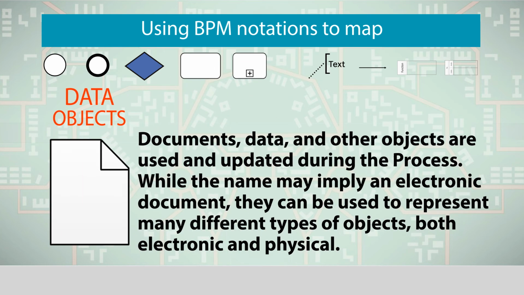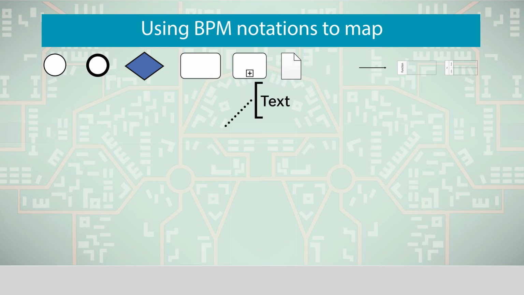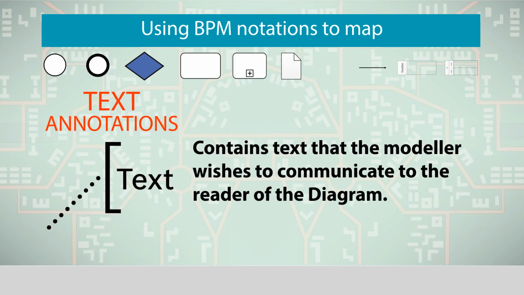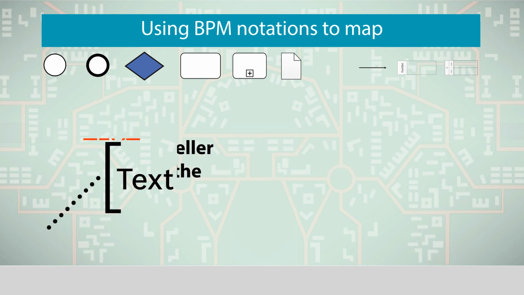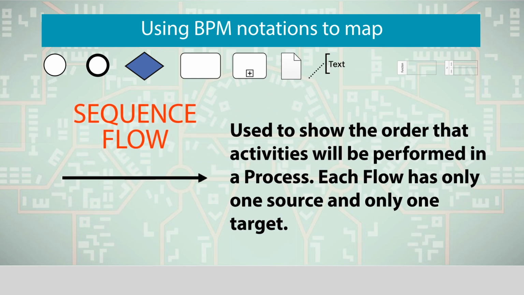Data objects are documents, data, and other objects that are used and updated during the process. While the name may imply an electronic document, it can also be used to represent many different types of objects, both electronic and physical. Text annotations contain text the modeler wishes to communicate to the reader of the diagram. A sequence flow is used to show the order that activities will be performed in a process. Each flow has only one source and only one target.